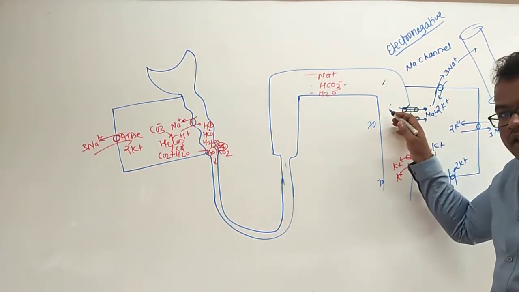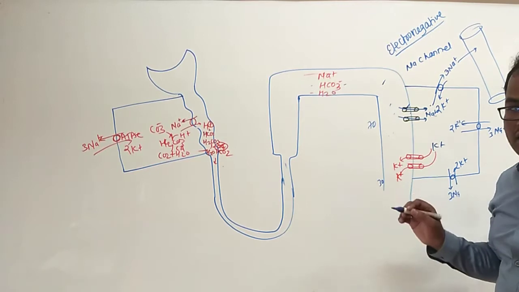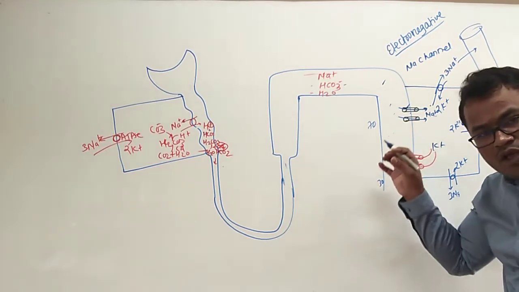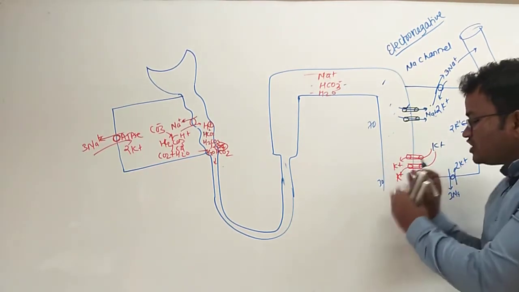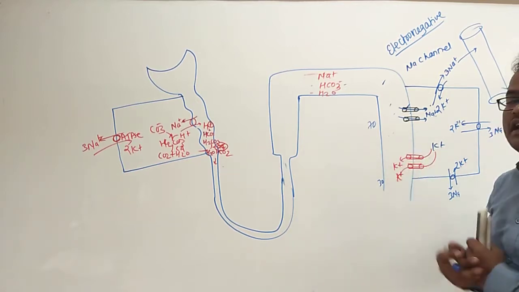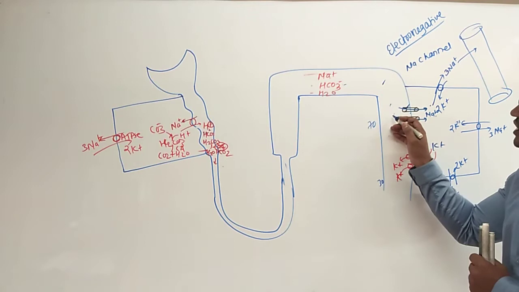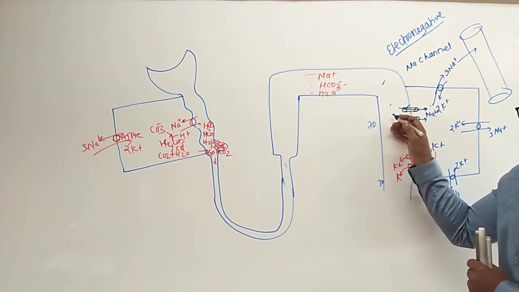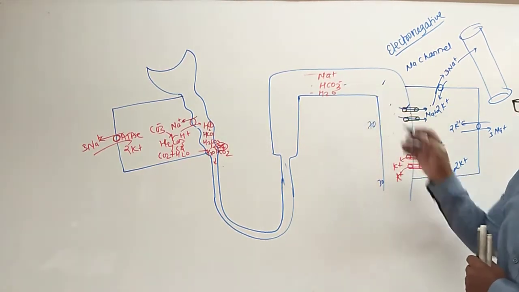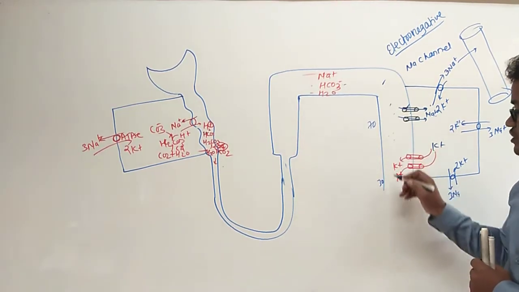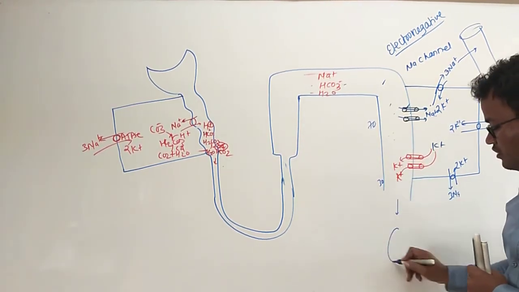Sodium is reabsorbed through sodium channels, but the amount of sodium reabsorbed is more than the potassium leak. Hence, there is electronegativity. Second, these HCO3 minus ions also come into this space. These are also negative, hence here is also electronegativity. Hence, this HCO3 minus also comes into the urine.